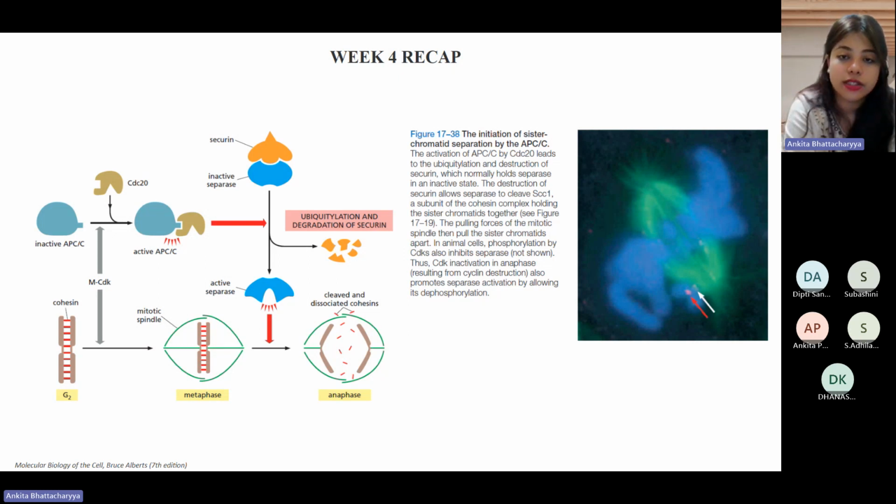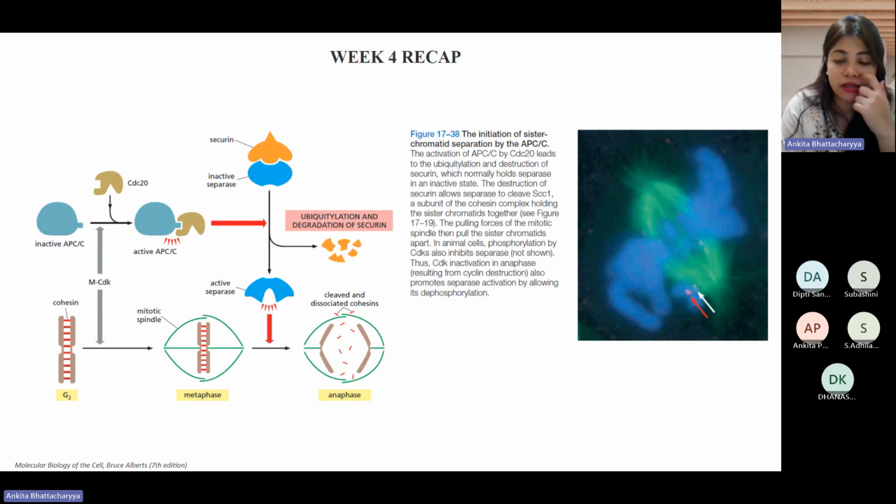So the initiation of sister chromatid separation is carried out by APC/C, which is what we said for the figure on the left. It leads to the ubiquitination and degradation of securin, which normally holds separase in an inactive state. The destruction of securin allows separase to cleave SCC1, which is part of the cohesin subunit complex that holds the two sister chromatids together.